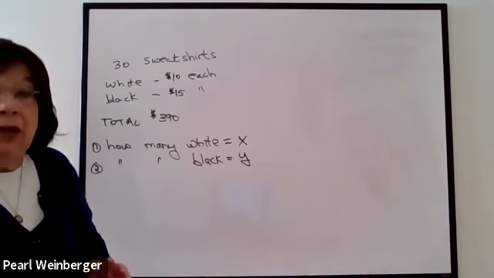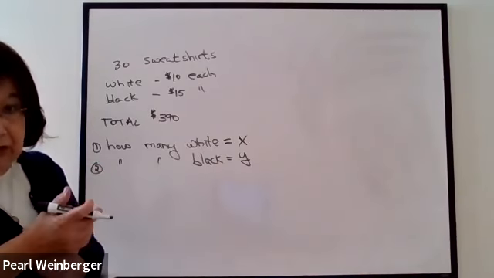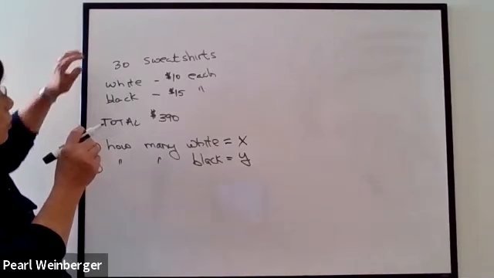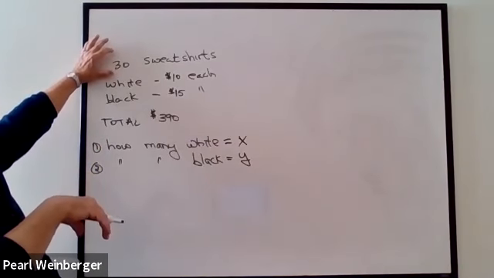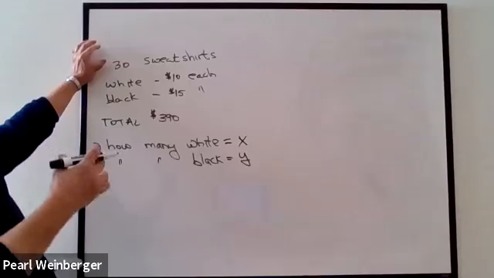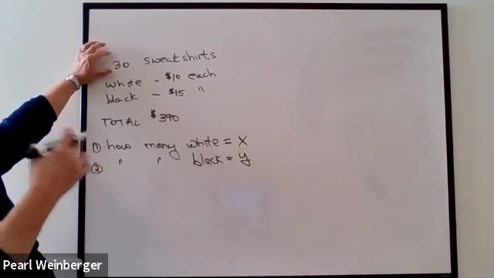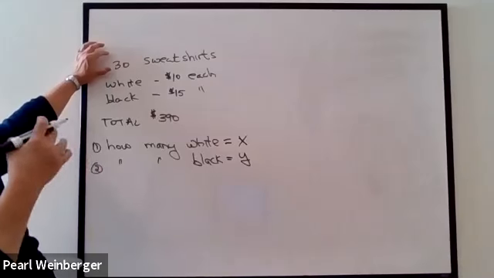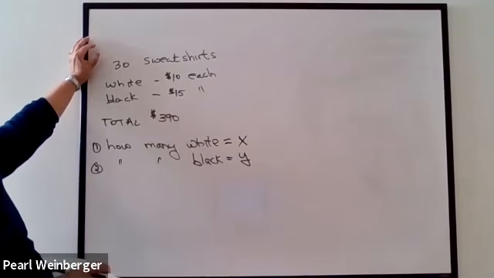Okay, now we're ready to write our system of equations. We have two variables, we need two equations. So let's go back to the very first fact that we were given. We were told that a total of 30 sweatshirts were sold. What equation will give me that fact? 30 sweatshirts were sold in all. Anybody have any idea what we should write as an equation?